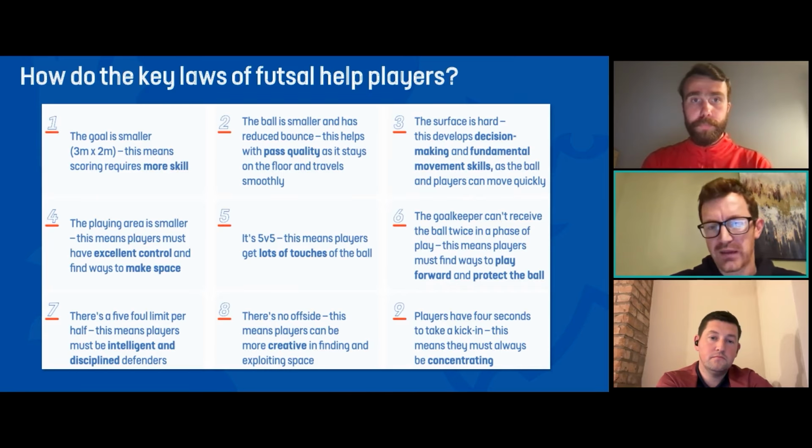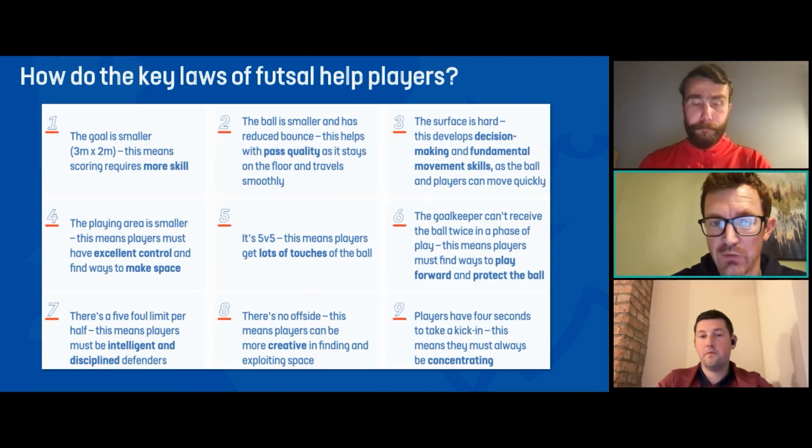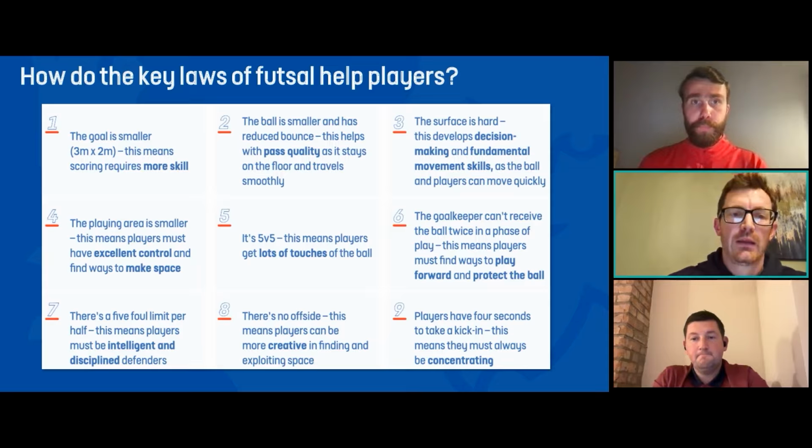I'll just pick out a couple for me that are really important. So the size of the court. At adult level, it can be 40 meters by 20. At youth level, typically 30 meters by 15. That 5v5 nature, if we were to amplify that onto an adult 11-a-side pitch to begin with, that's 37 versus 37. Can you imagine that? Like the reduced space and time, 37 versus 37.